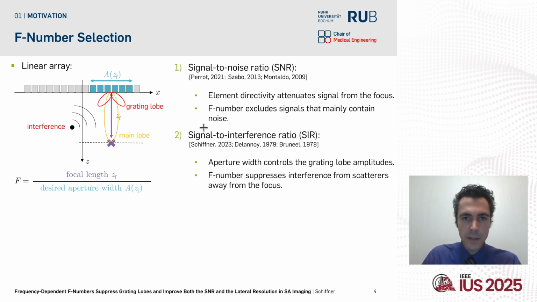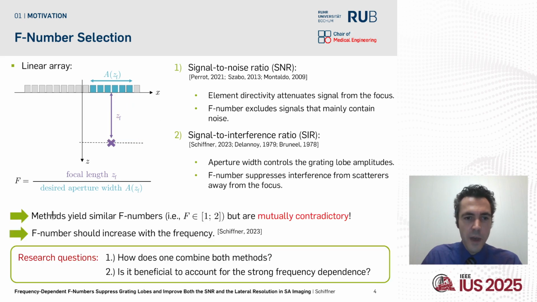The second method uses the signal-to-interference ratio. The aperture width controls the amplitudes of the grating lobes. The F-number suppresses interference from scatterers away from the focus. Both methods yield similar F-numbers in the range from 1 to 2, but are mutually contradictory. The F-number, moreover, should increase with the frequency.